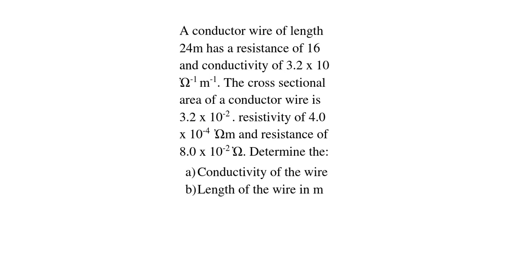Resistivity is 4.0 times 10 power negative 4, that is ohm meter, and a resistance of 8.0 times 10 power negative 2. Then we are asked to determine the conductivity of the wire and the length of the wire in meters.